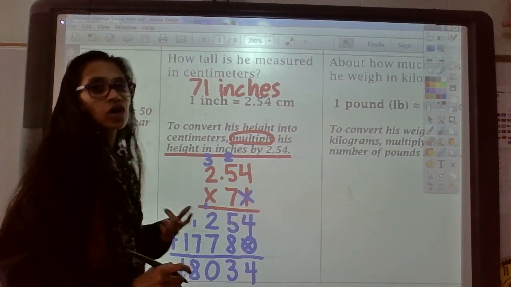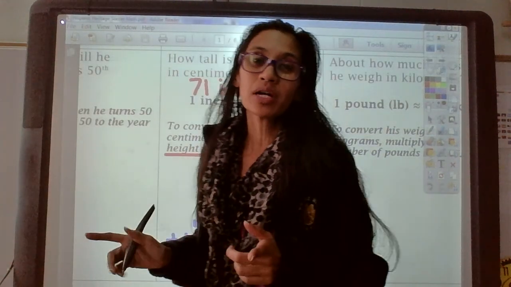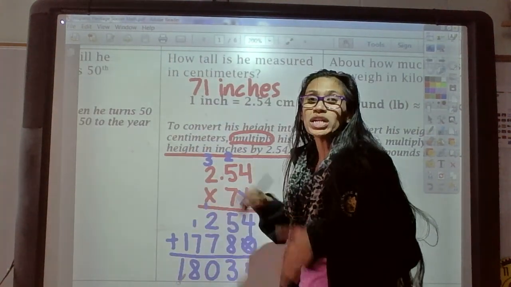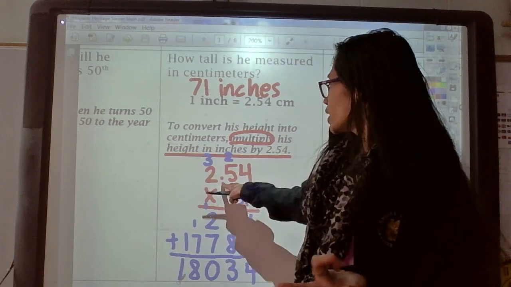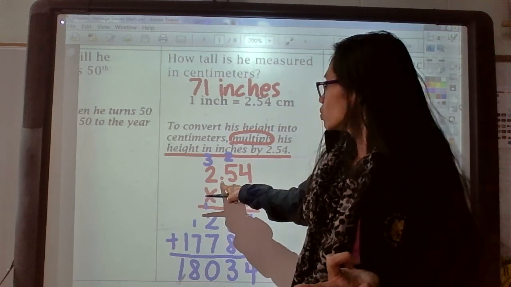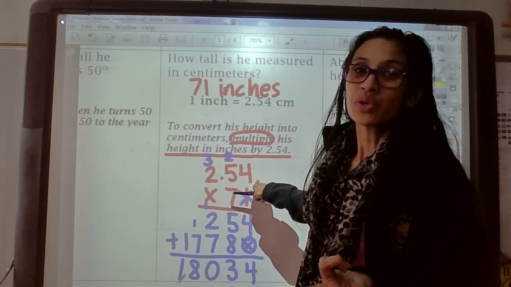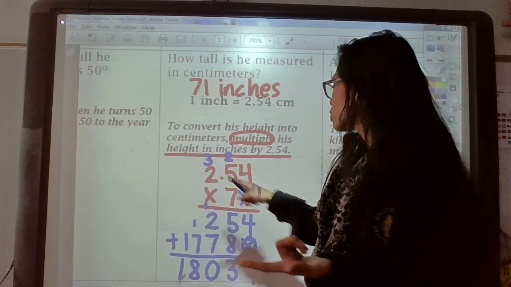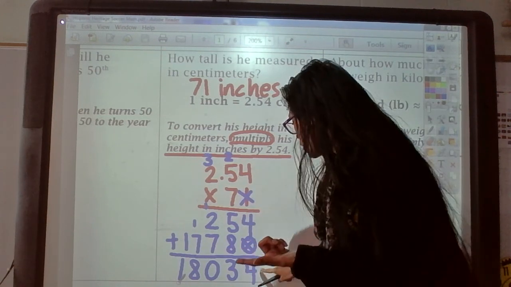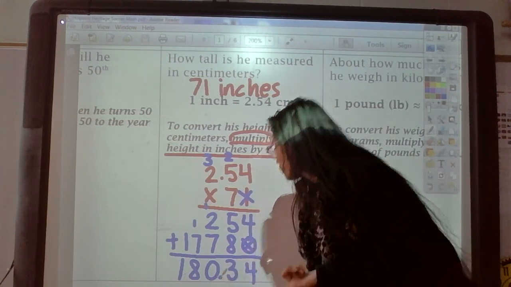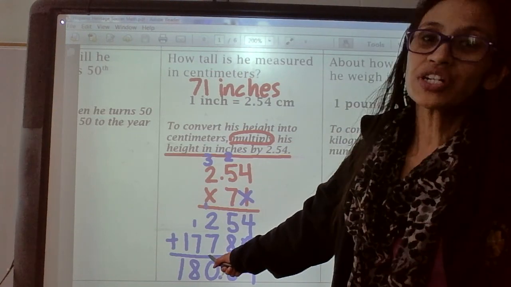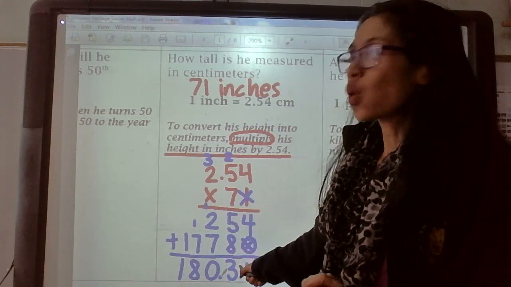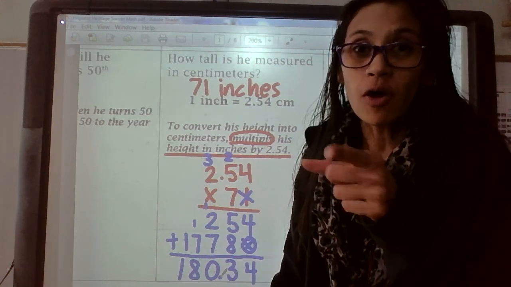Am I done? Oh, no, I'm not done. Because remember, when you multiply by decimals, we need to put a decimal in the answer. How do we do that? We count. How many places after this decimal? Look, 1, 2. So in the answer, I need to count 1, 2. And it goes right there. And how do I say that number? 180 and 34 hundredths. Don't forget the unit.